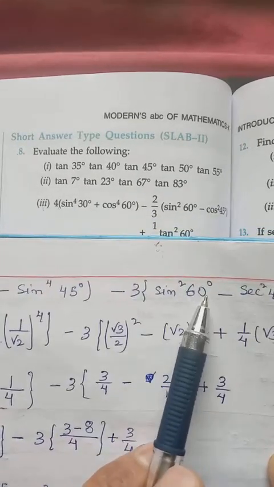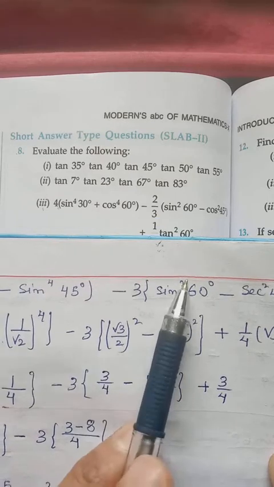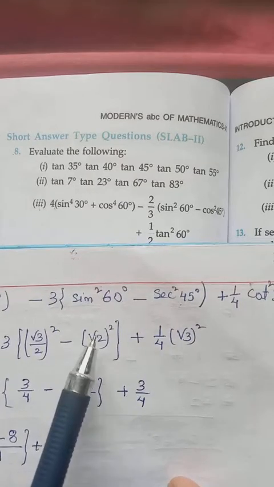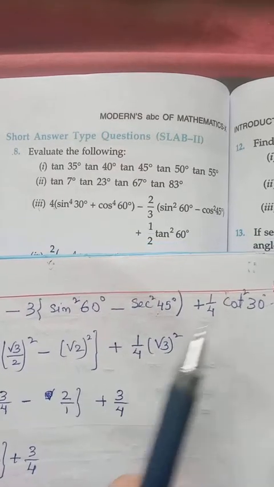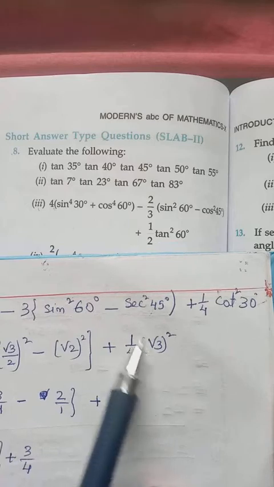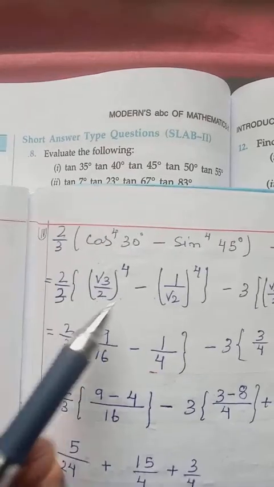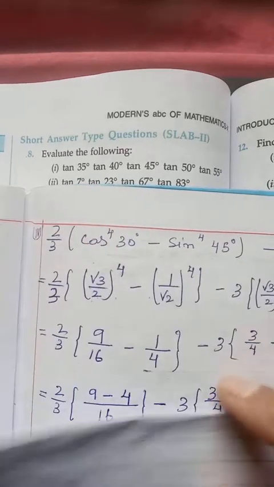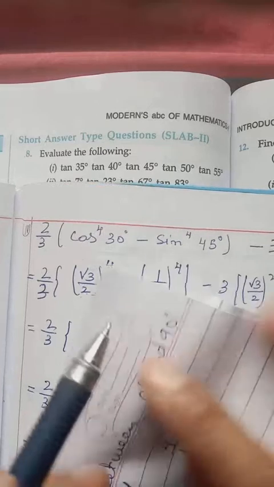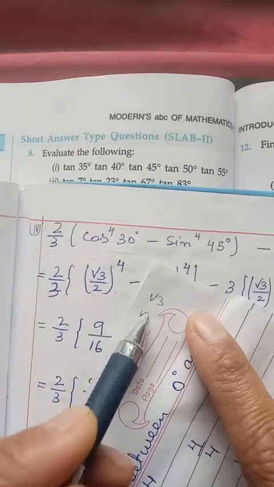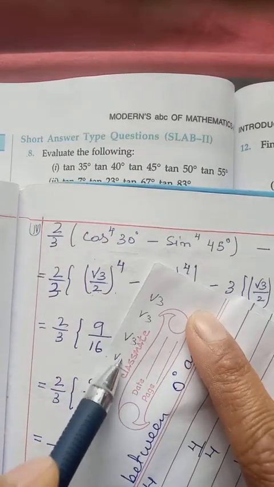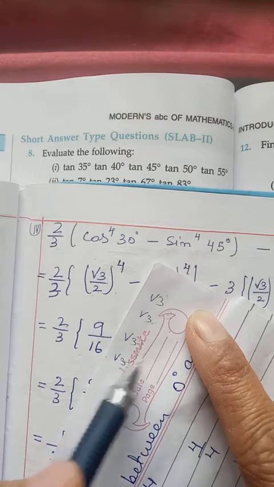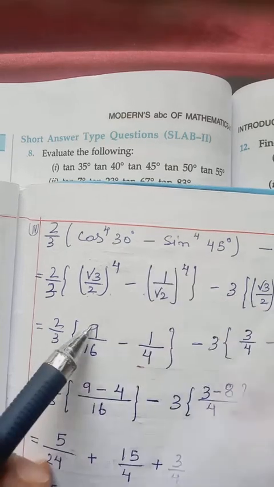Then here we have sine 60, we know root 3 by 2. We have square, so put whole square. Sec 45, we know it's root 2 whole square, plus 1 by 4. Cot 30, we know root 3 whole square. So here you have 4 times, you multiply them 4 times. Root 3 into root 3 into root 3 into root 3. So root 3 into root 3, 3 will come out. Root 3 into root 3, 3 will come out. So 3 into 3, 9.